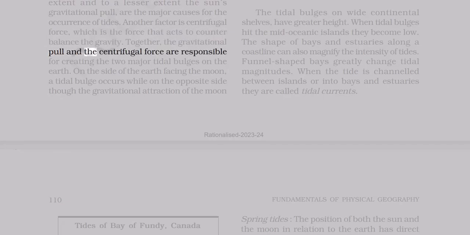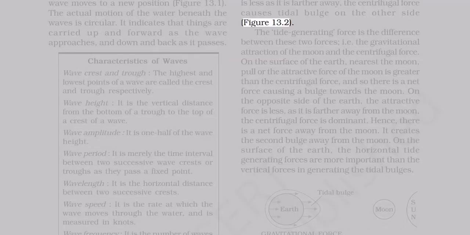Together, the gravitational pull and the centrifugal force are responsible for creating the two major tidal bulges on the Earth. On the side of the Earth facing the moon, a tidal bulge occurs, while on the opposite side, though the gravitational attraction of the moon is less as it is farther away, the centrifugal force causes a tidal bulge on the other side, Figure 13.2. The tide-generating force is the difference between these two forces, i.e. the gravitational attraction of the moon and the centrifugal force.